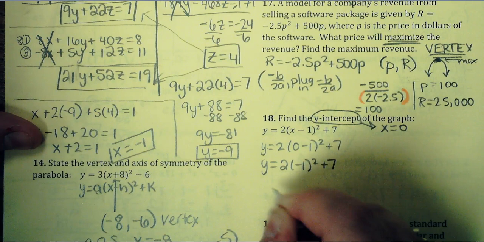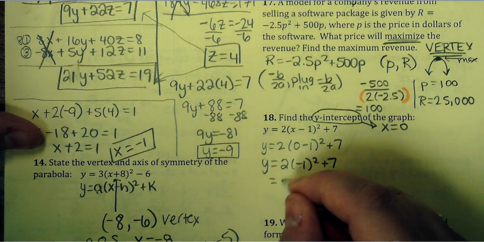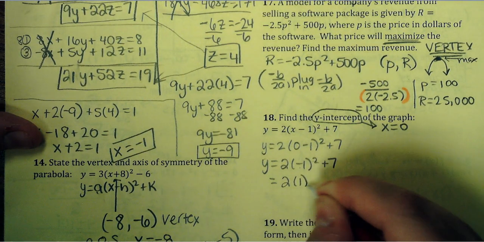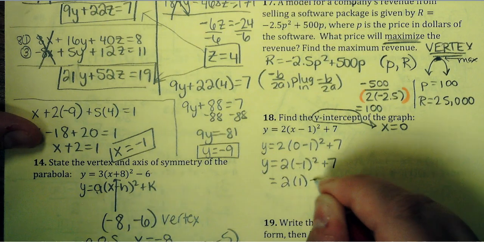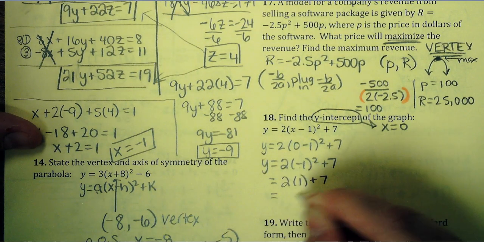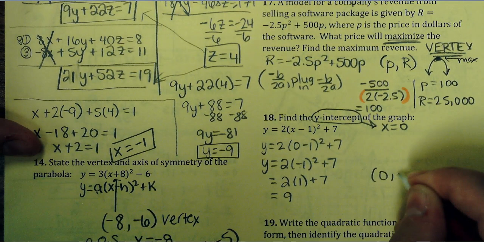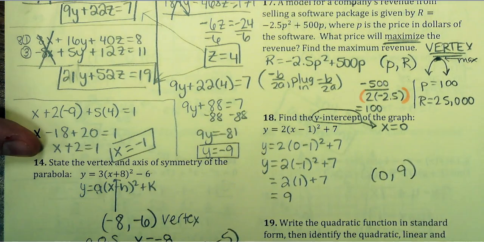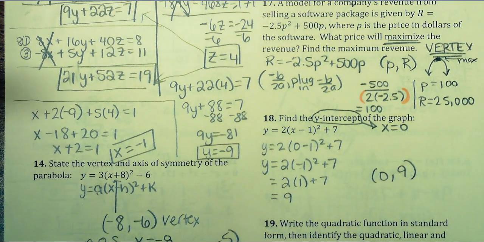Now, as I go through and do this, negative 1 squared is going to become positive 1. So we don't multiply these together and then square it. We square first, multiply it by 2. This is going to actually just end up being 2 plus 7, which is 9. So the y-intercept is the point (0, 9). If you just need the y-coordinate of that point, it's just the number 9.